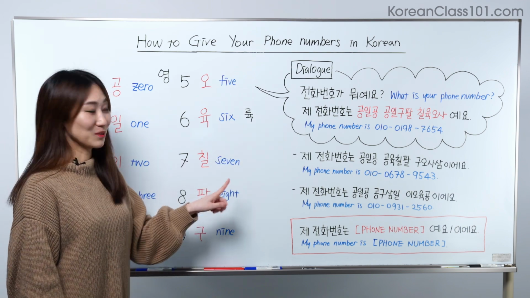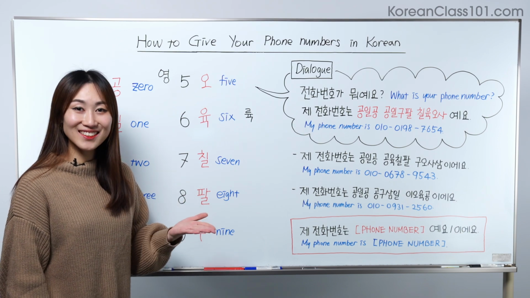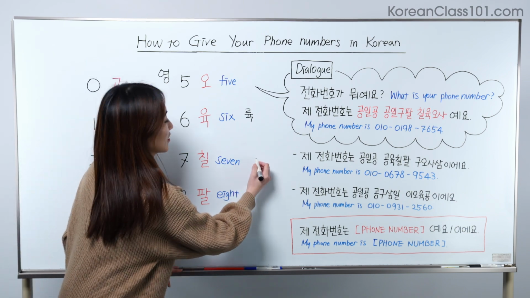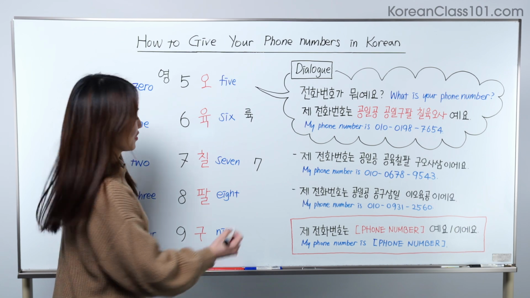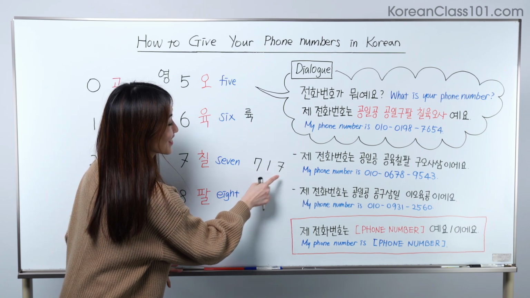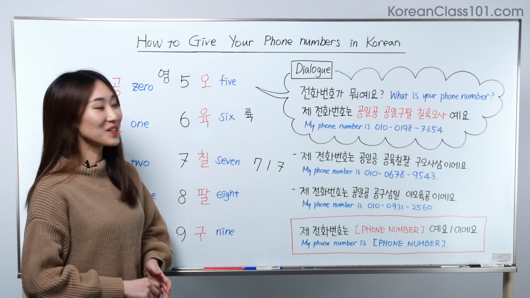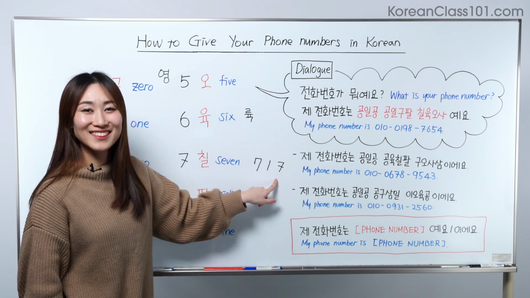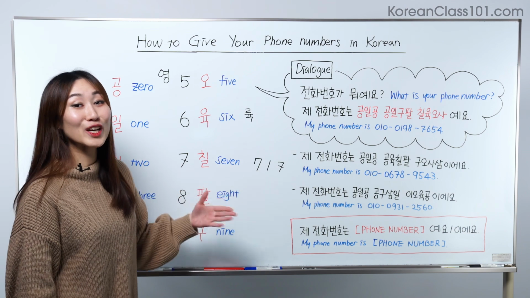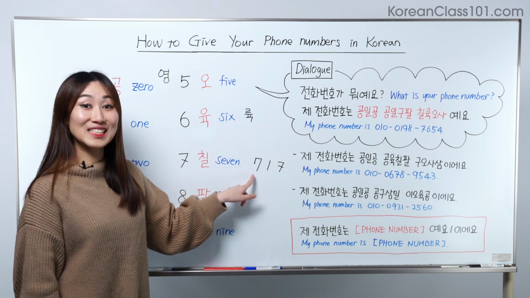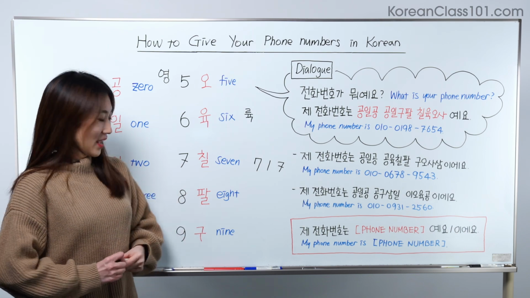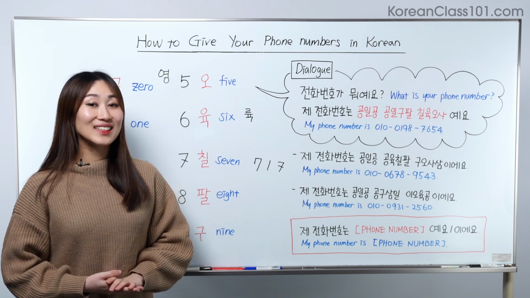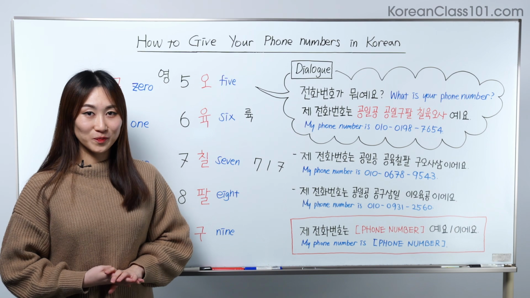7 is 칠. By the way, lots of Korean people write 7 like this. I often use this in Korea because I learned it from my English teacher, and some Korean grandmothers and grandfathers even asked me, what is this? So please remember, this is a very common 7 in Korea. If you see this, you know this is 7. 8 is 팔. 9 is 구.